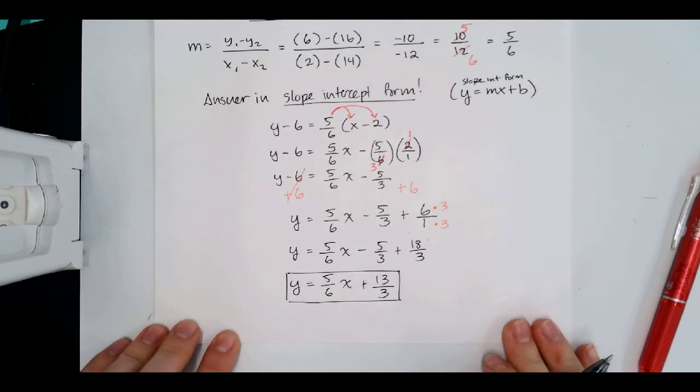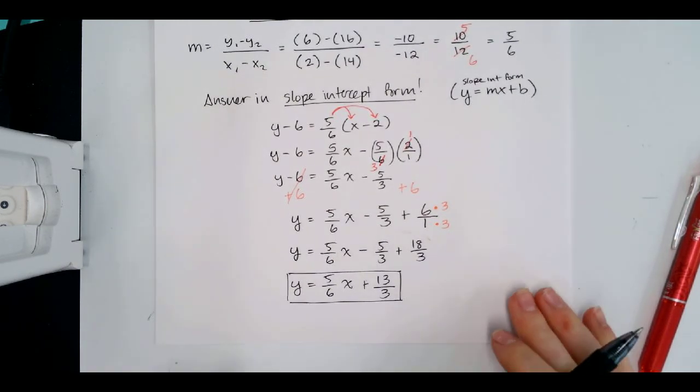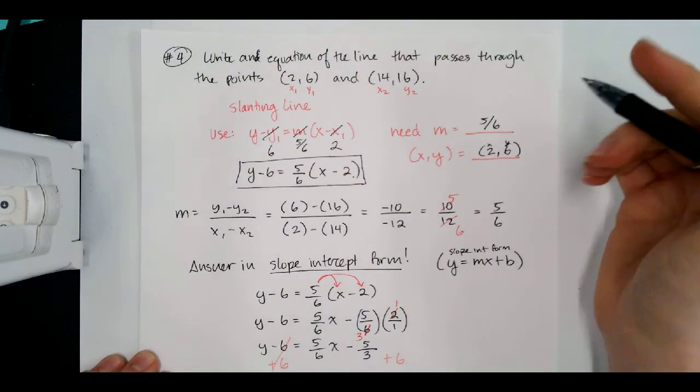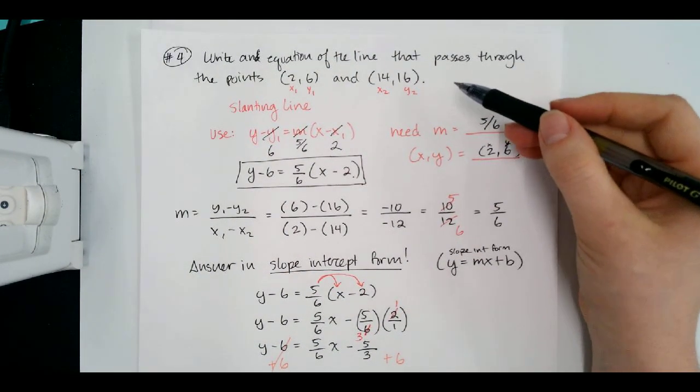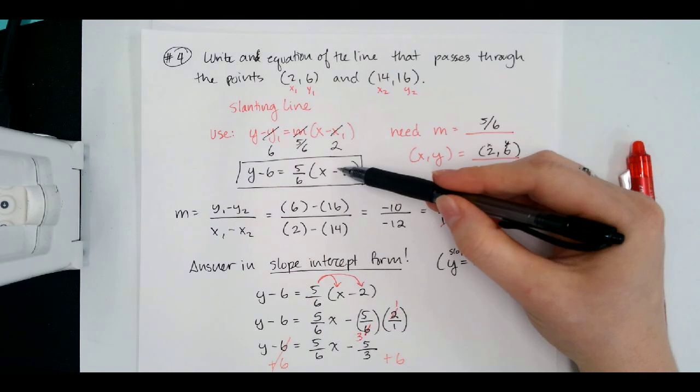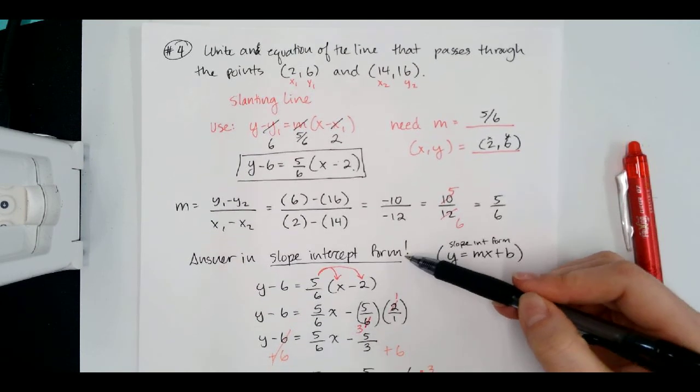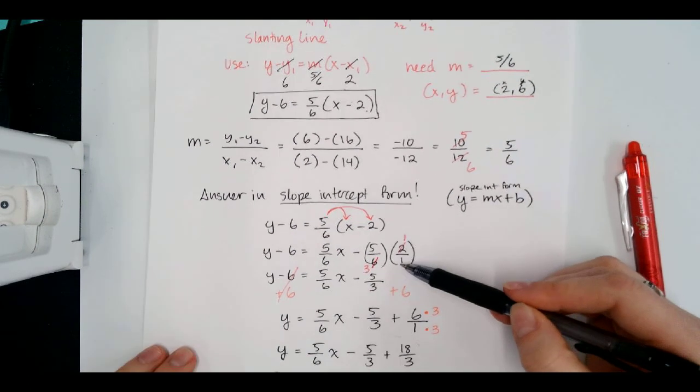Whew, that was a bit more work. Okay, so to reiterate, if I just tell you to write the equation of a line and I don't say which form to answer in, this would be perfectly acceptable. But if I say, or if the test says to answer in slope-intercept form, you will have to go through the simplifying process to get y by itself.